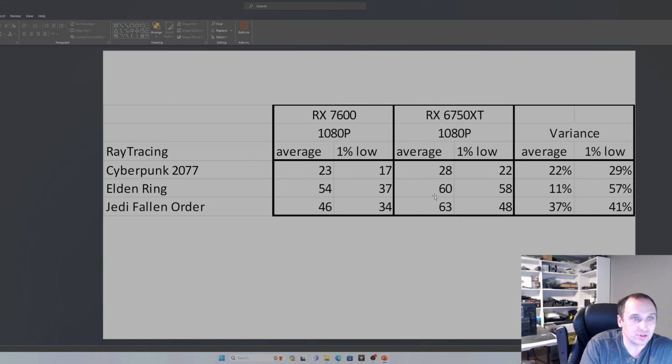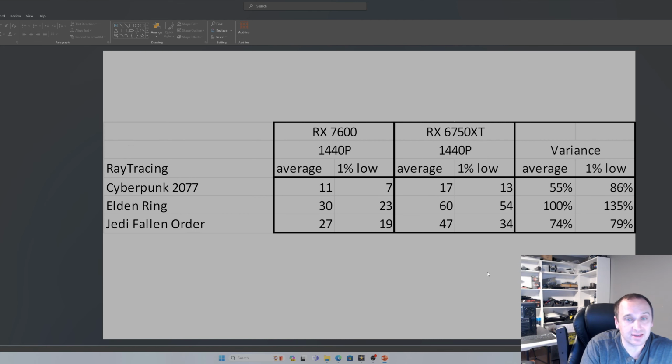Jedi Fallen Order, that's playable, 63 and 48, so pretty good, and it's a considerable amount over the 7600. Cyberpunk 2077 is going to be painful with either GPU. And then at 1440p, things hit a little harder.